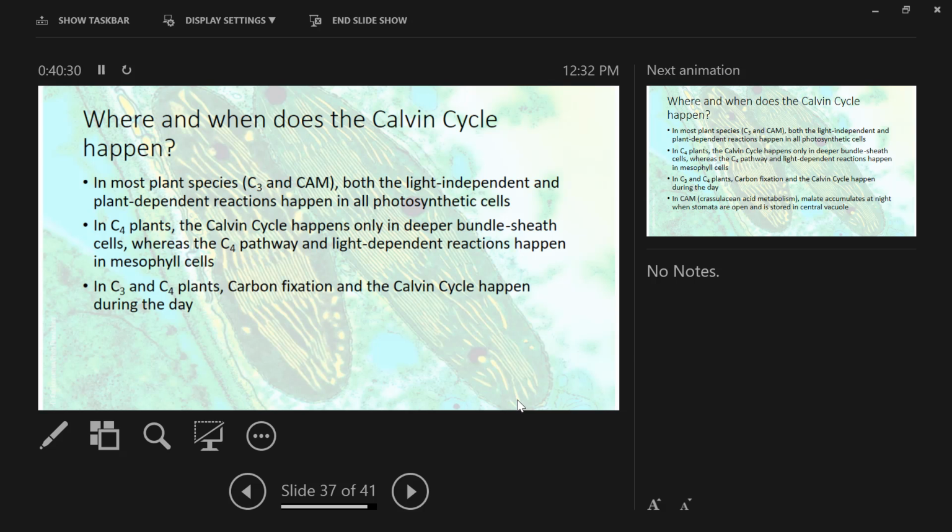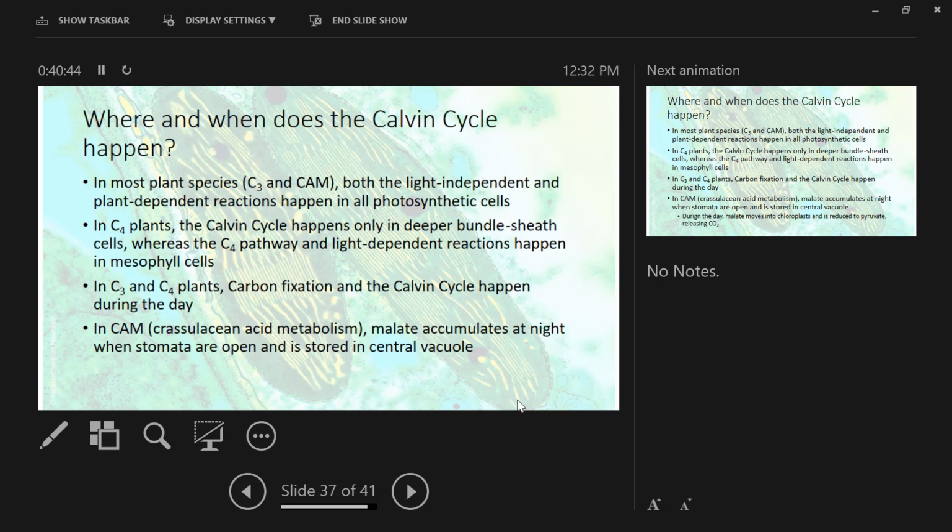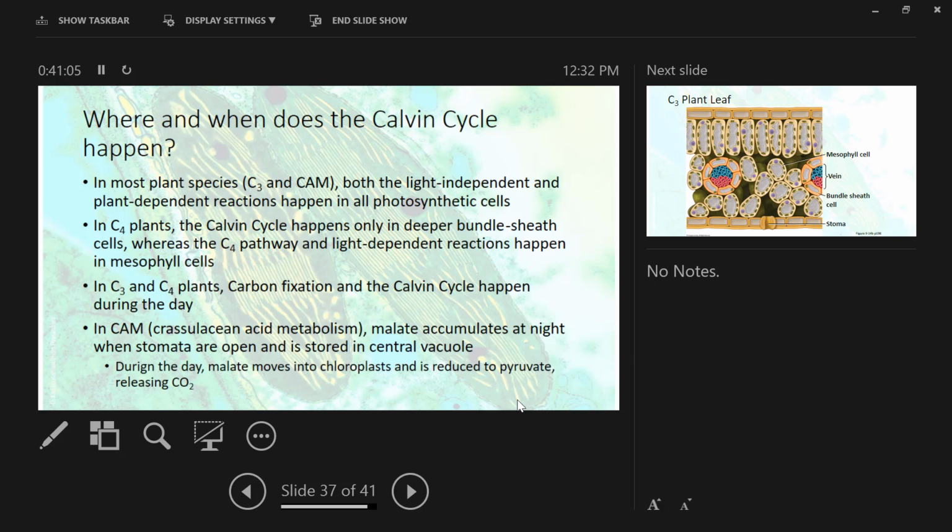In C3 and C4 plants, carbon fixation and the Calvin cycle happen during the day, which leaves us with CAM plants, where something has to happen at night and not during the day. So in CAM plants, CAM stands for crassulacean acid metabolism. They fix carbon at night when the stomata are open and then store up that carbon dioxide in the central vacuole of the plant. So then during the day, the malate can come out of the central vacuole, be oxidized into pyruvate, releasing carbon dioxide.